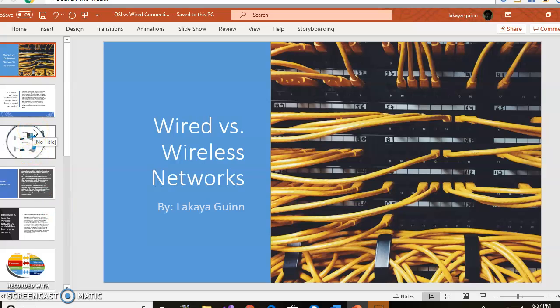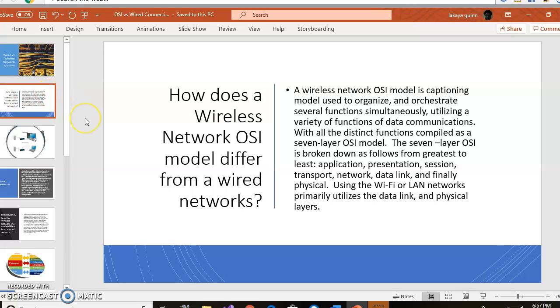Hello, everybody. I'm here to talk about wired versus wireless networks. How does a wireless network OSI model differ from a wired network?